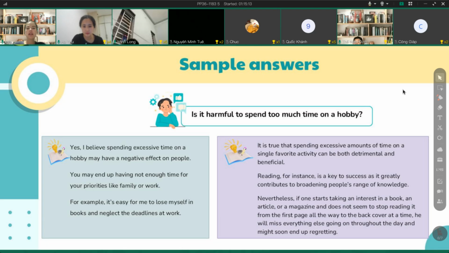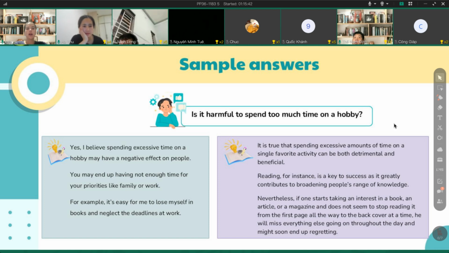Let's have a look at some sample answers. The first one. Yes, I believe spending excessive time on a hobby may have a negative effect on people. You may end up having not enough time for your priorities like family or work. For example, it is easy for me to lose myself in books and neglect the deadlines at work. Okay, so firstly, they gave an answer. Secondly, explanation, and then lastly they gave an example.